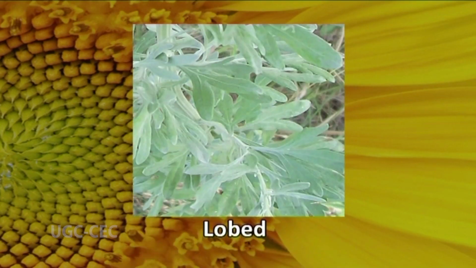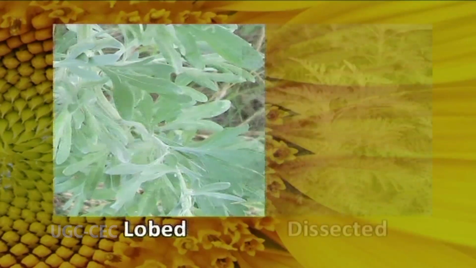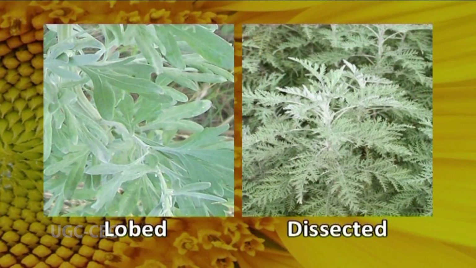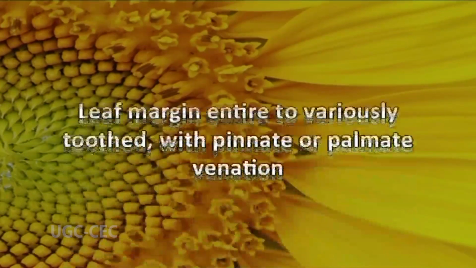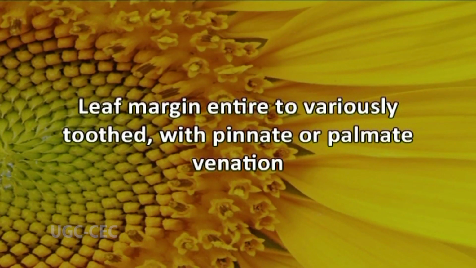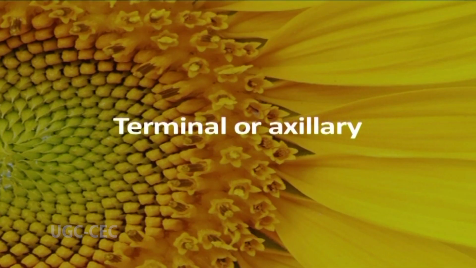The leaves are usually simple, but they can be sometimes deeply lobed or dissected, as we see in the case of Artemisia. The leaf margin is entire or it can be toothed. And the venation in the case of leaves here is either pinnate or palmate. Now the inflorescence. Inflorescence here in Asteraceae can be either terminal or axillary.